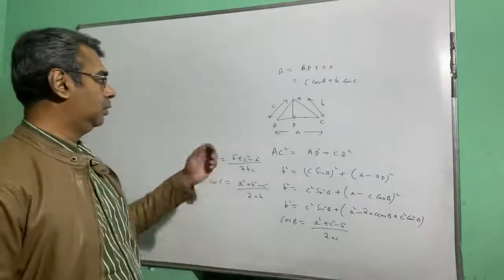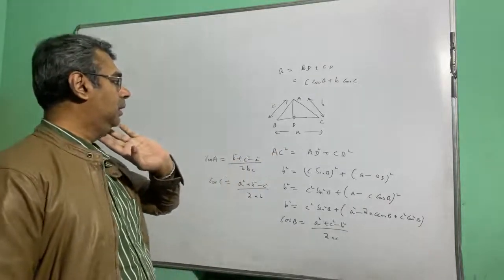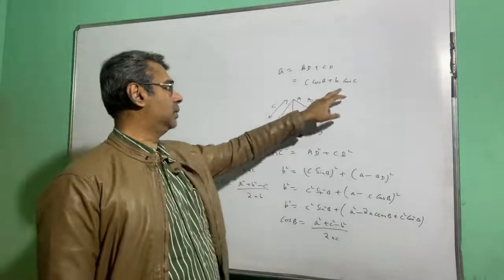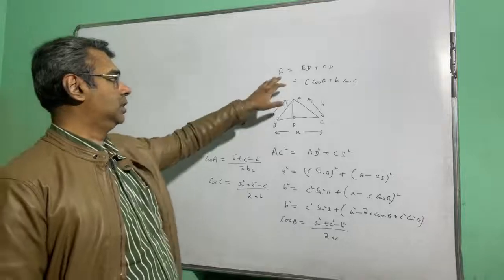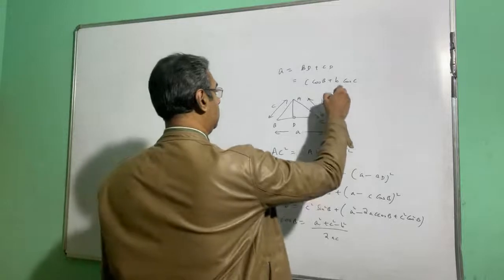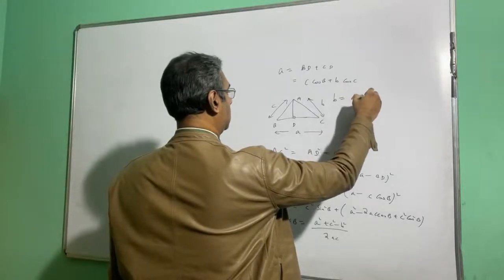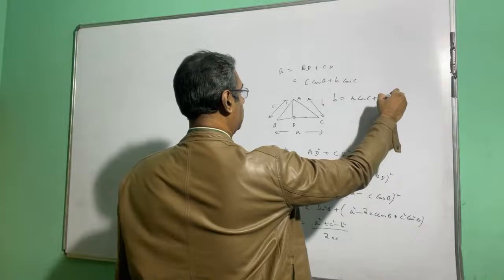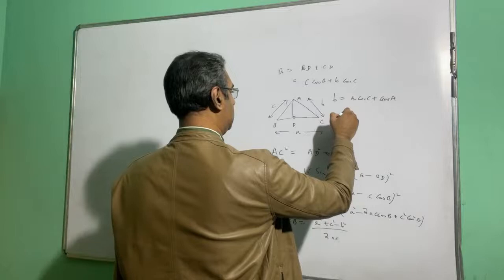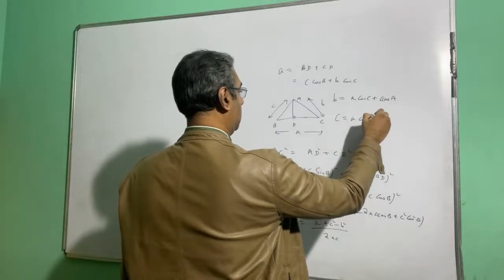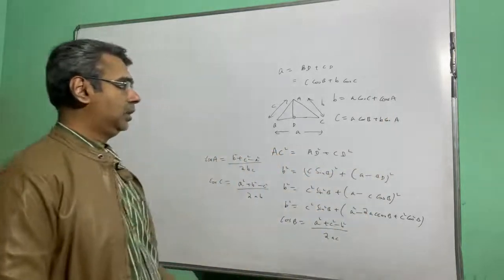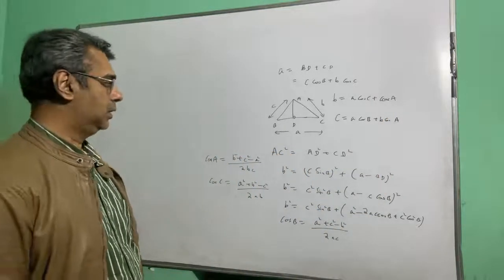Then if you look at this bottom side of the triangle, a is BD plus CD. So we can say c cos B plus b cos C. So this is another formula: a is equal to c cos B plus b cos C. Similarly we can have b is equal to a cos C plus c cos A, and c is equal to a cos B plus b cos A. So you can have equivalent formulas for this one.